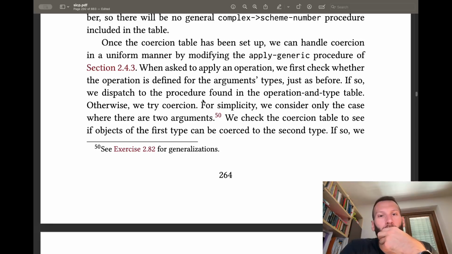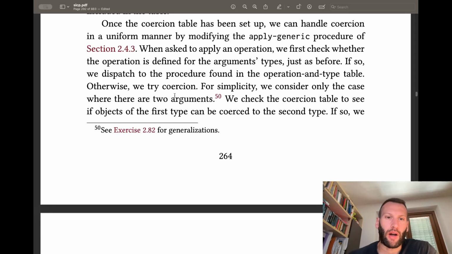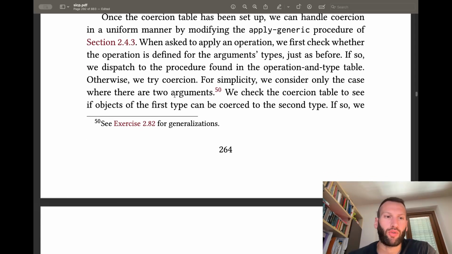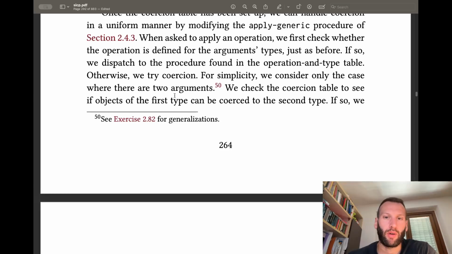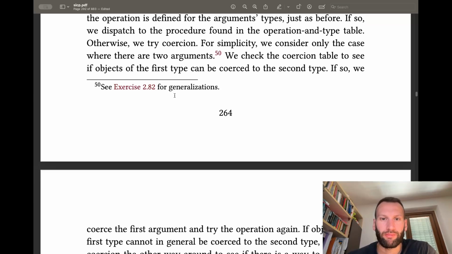Once the coercion table has been set up, we can handle coercion in a uniform manner by modifying the apply generic procedure of section 2.4.3. When asked to apply an operation, we first check whether the operation is defined for the argument's types, just as before. If so, we dispatch to the procedure found in the operation and type table. Otherwise, we try coercion. For simplicity, we consider only the case where there are two arguments. We check the coercion table to see if objects of the first type can be coerced to the second type.